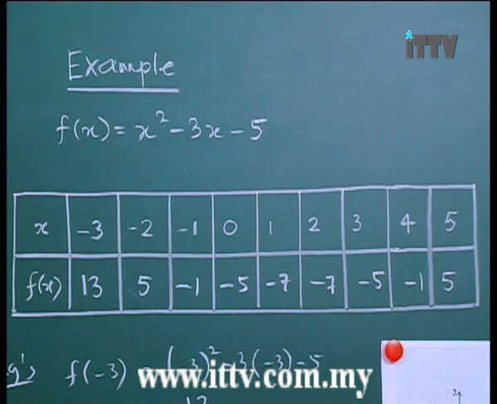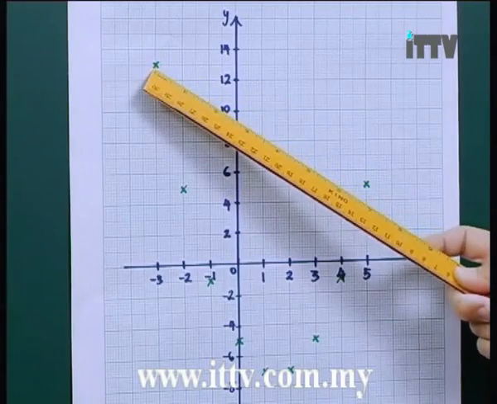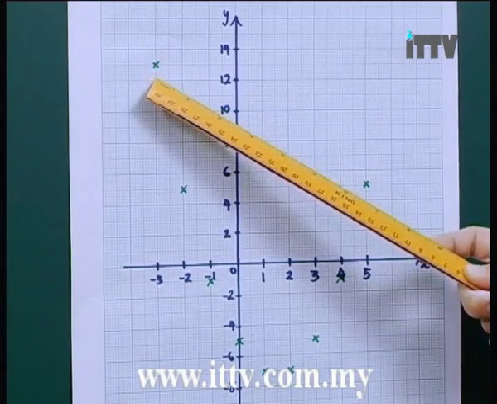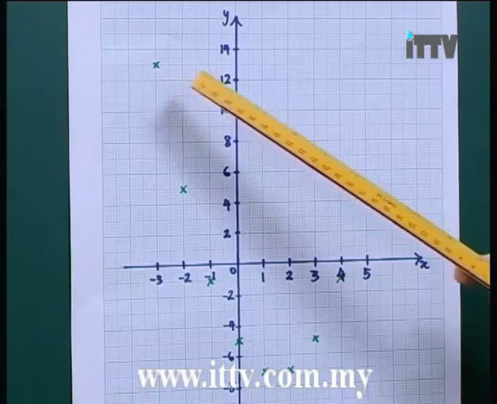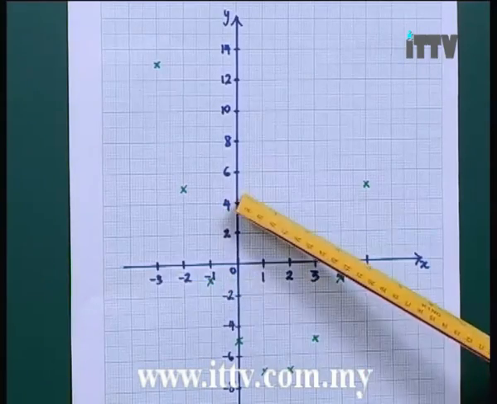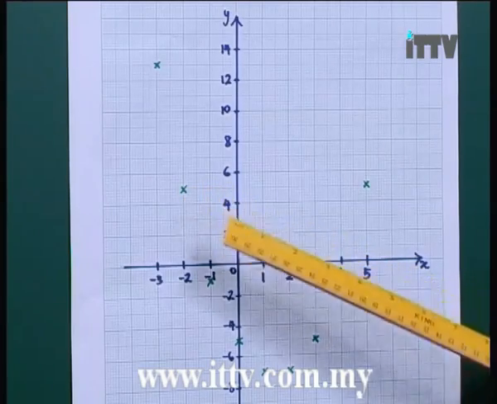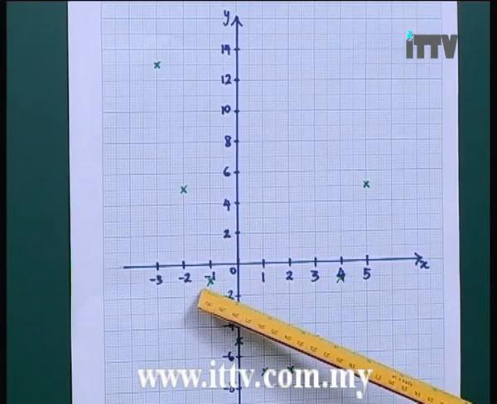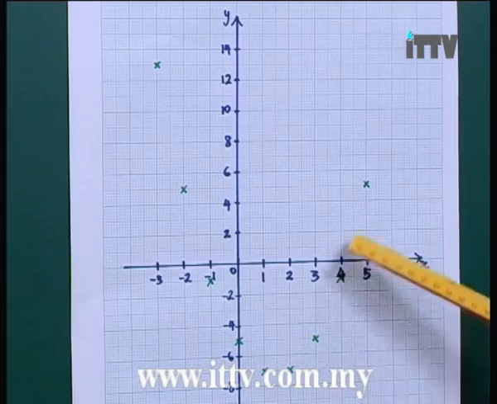From the table, the first set of values we have are x equals negative 3 and f(x) equals 13. That will bring us to this point, which we will mark with a little cross. And in the same way, we're going to plot down all the other points as well. So the next point from the table was x is negative 2 and y was 5, giving us this point. As you proceed with the rest of the values, you are going to get the remaining points that have already been shown on the graph here.